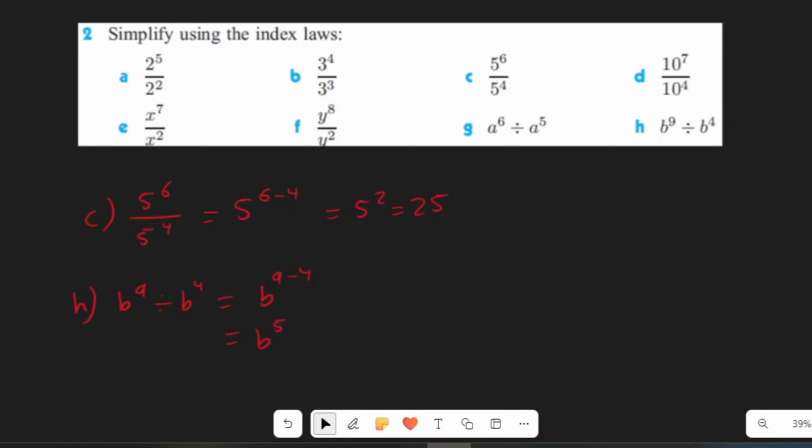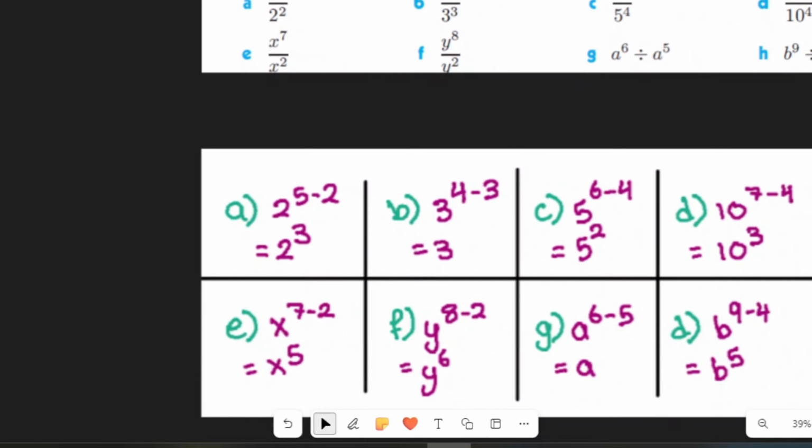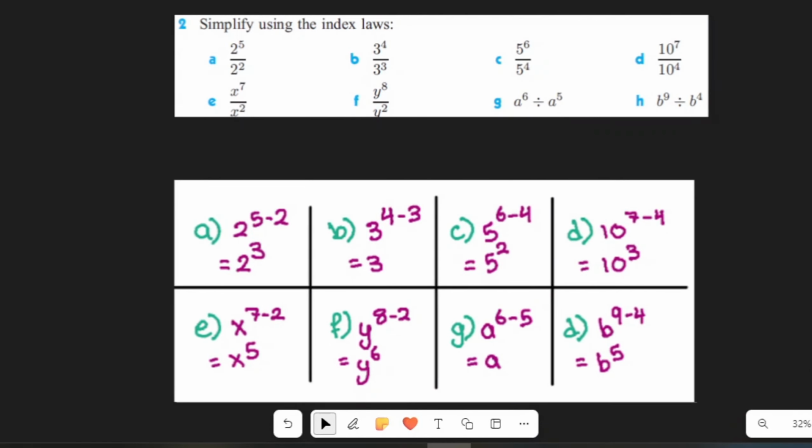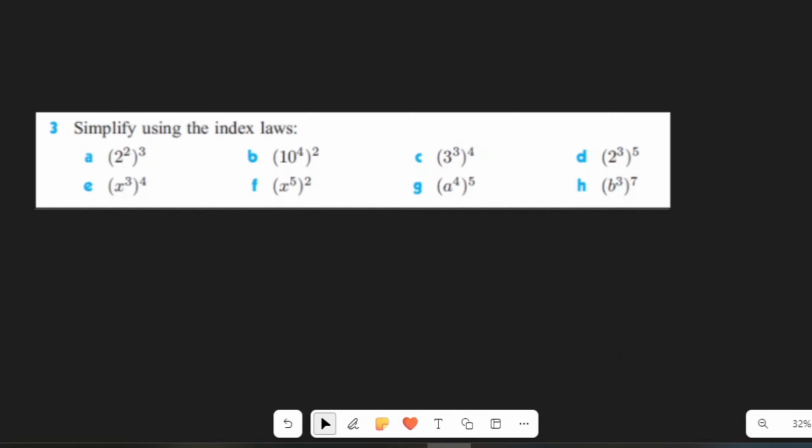Same as the last time, I'm going to give you 3 seconds to pause and solve as much as you can. And then I'm going to give you the answers. 3, 2, 1. And these are the answers. Hopefully you're understanding the concepts and you're getting all the answers correct. Now let's move on to the final example.